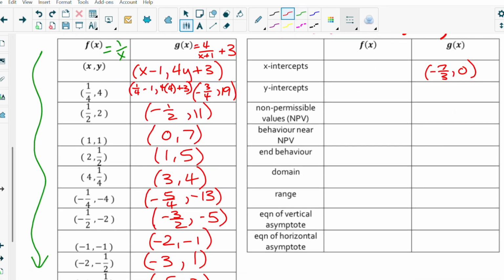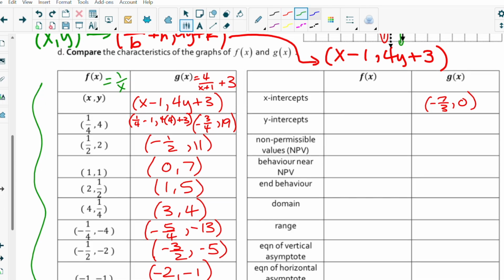Okay, and then let's fill in some key characteristics here. First with f of x, our base function, x-intercepts: none. X-intercepts on g of x: negative 7/3, 0. Y-intercept on the base function: none, because I have those asymptotes there. G of x, what is my y-intercept? Well, right there, 0, 7.